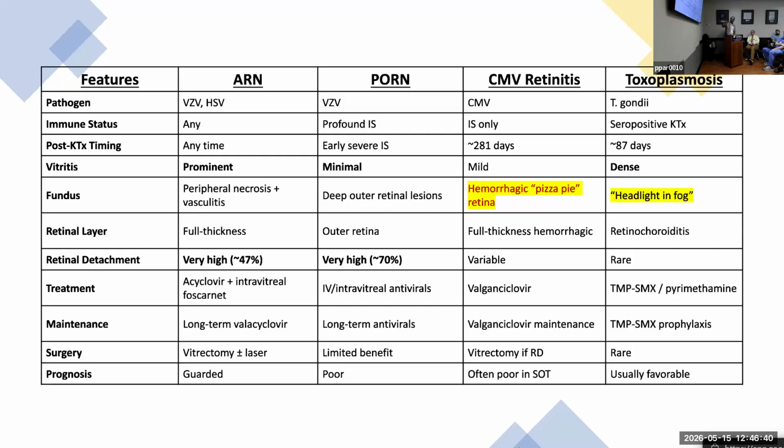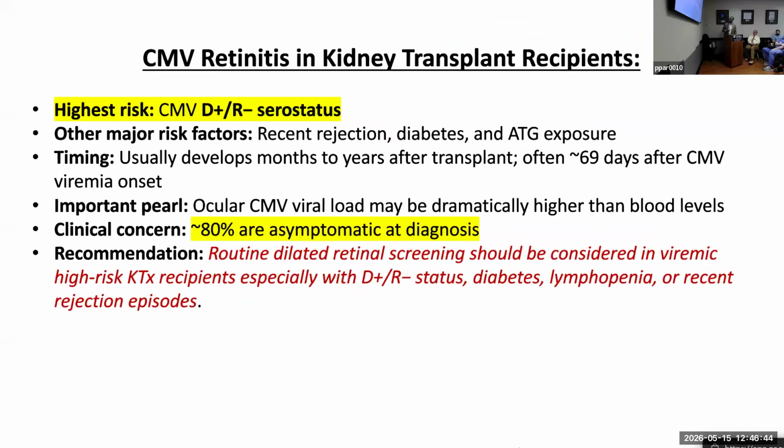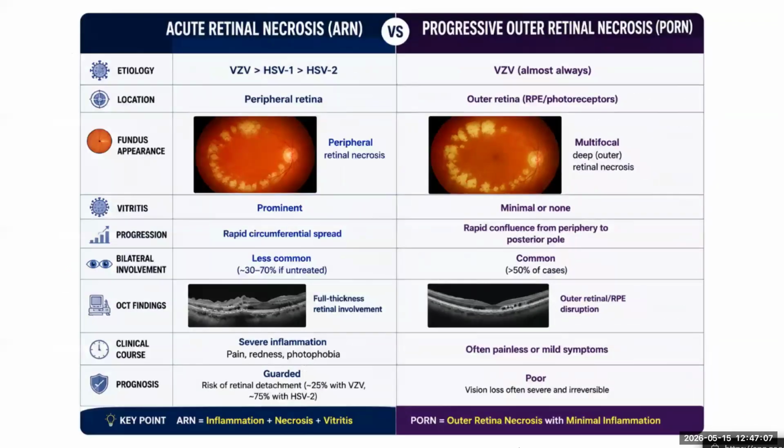Prognosis is favorable, but poor in CMV retinitis patients. What I saw for CMV retinitis is the highest risk when the donor is positive and the recipient is negative. Other risk factors are diabetes and ATG, in patients who got induction with ATG, and 80% of them are asymptomatic at the time of diagnosis. So that's why a routine dilated fundus examination should be done when they are having viremia.